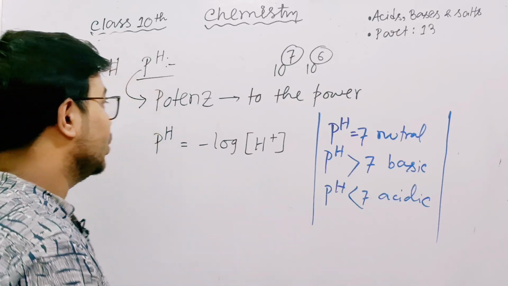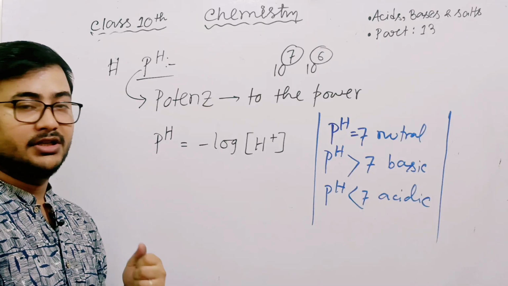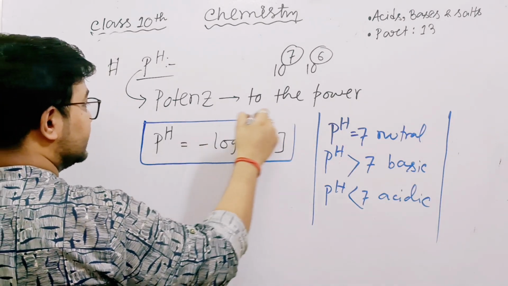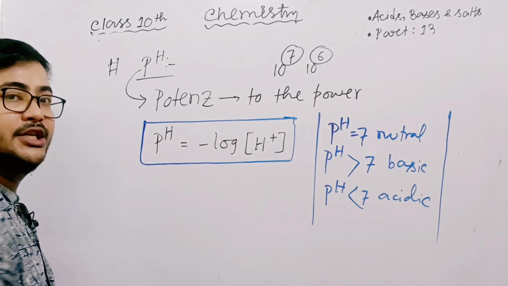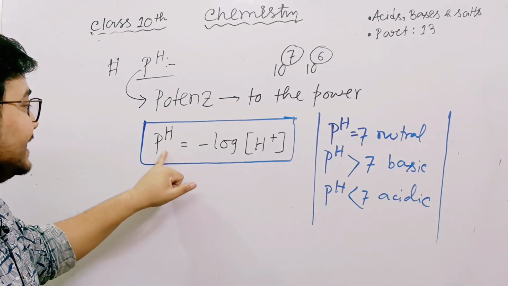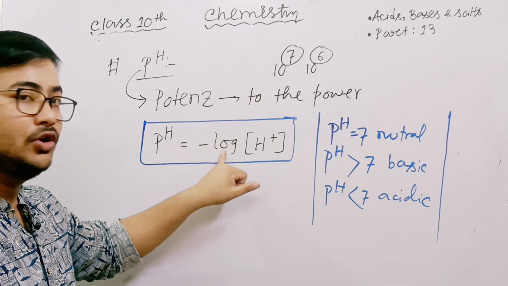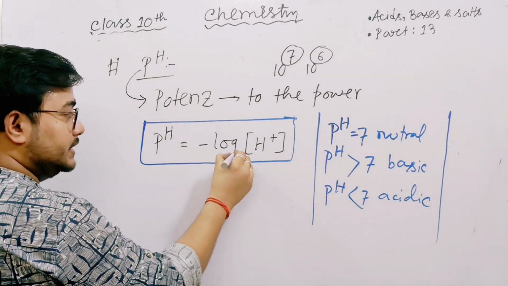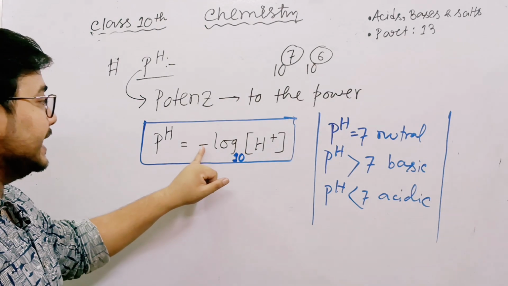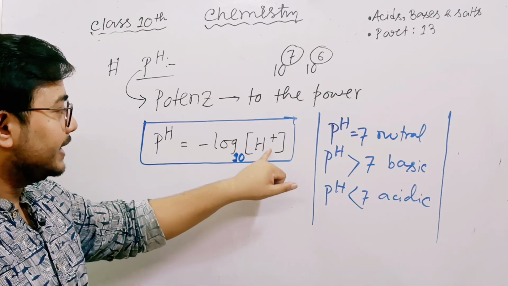Do you understand? Okay, now what is the definition of pH? No need to memorize anything, just memorize this equation and you can make your own definition. What is the definition? pH is the negative logarithm or negative log. Keep in mind, in this log the base is always 10. So pH is the negative logarithm to the base 10. And what is this?